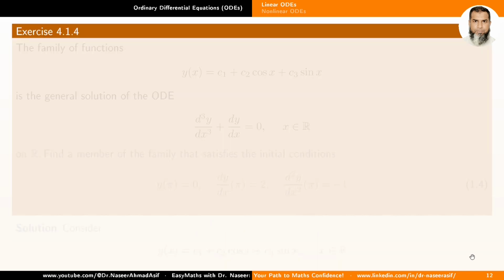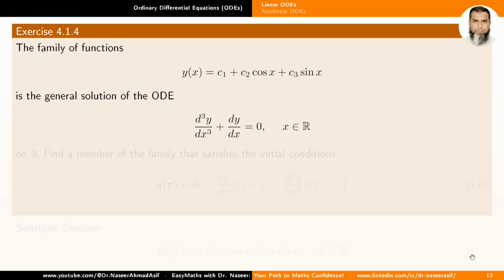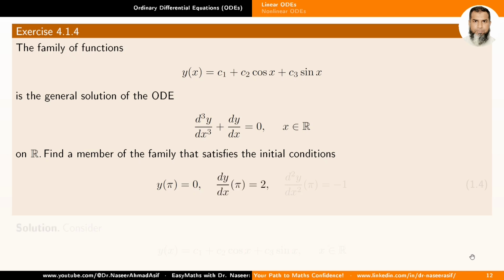Well, see another exercise. The family of functions y(x) equal to C1 plus C2 cosine x plus C3 sin x is a general solution of the ODE d3y by dx cube plus dy by dx is equal to 0, where x belongs to R. Find a member of the family that satisfies the initial conditions y at pi is equal to 0, dy by dx at pi is equal to 2, d2y by dx square at pi is equal to minus 1.